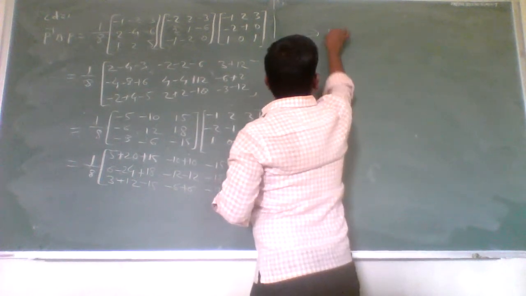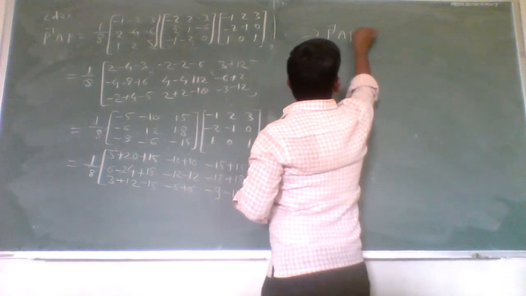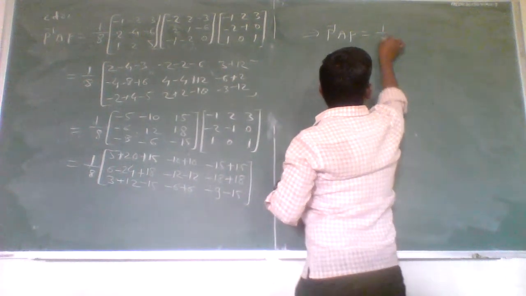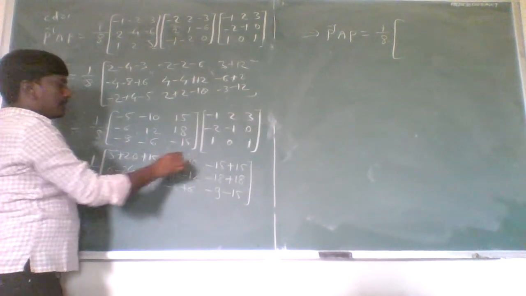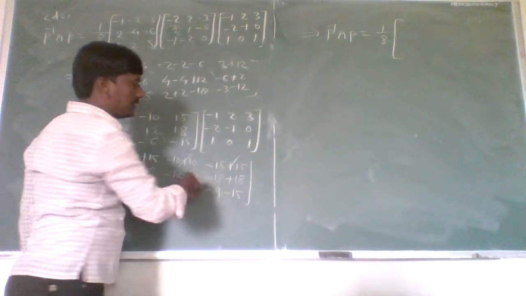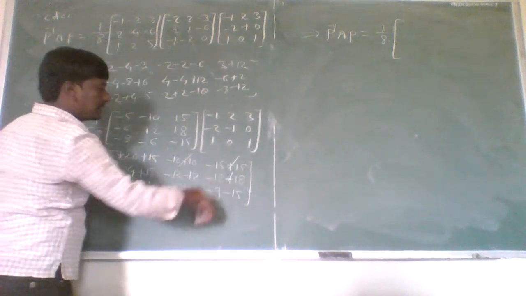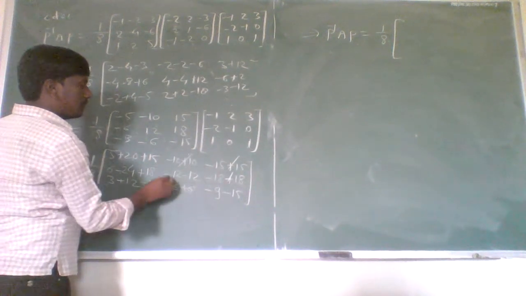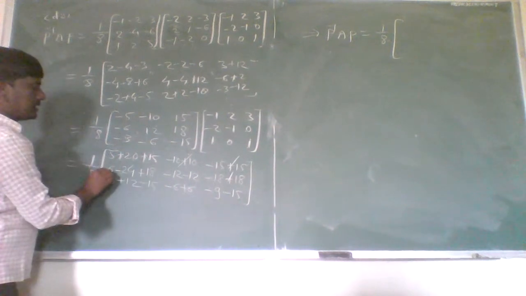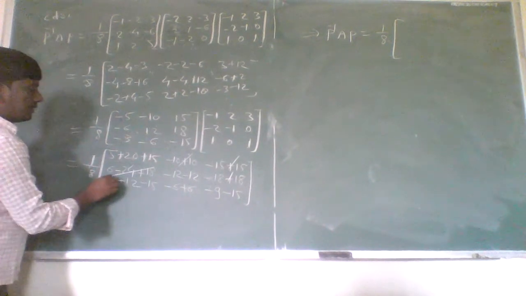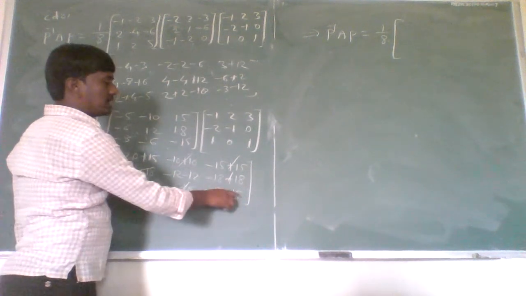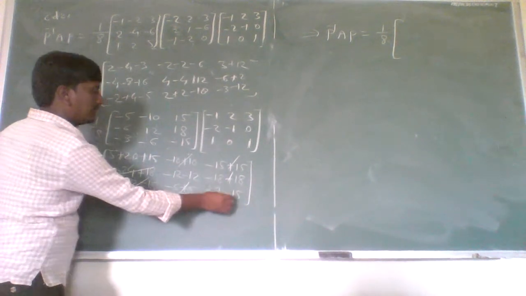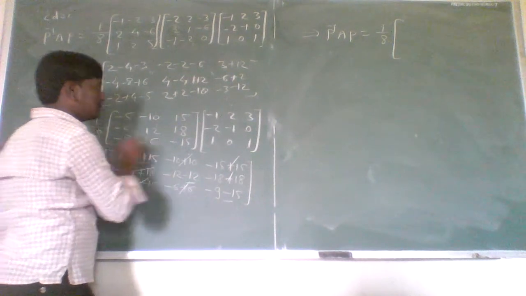which equals P inverse AP, which is equal to 1 by 8 into 5 plus 20, 25 plus 15, 40, minus 10 plus 10, 0, minus 15 plus 15, 0, minus 18 plus 18, 0, minus 12 minus 12, minus 14 plus 18 plus 6, 24 minus 24, 0, 3 plus 12, 15, 15 minus 15, 0, minus 6 plus 6, 0, minus 9 minus 15, minus 24 here, minus 24 here, minus 24 and it is 40.